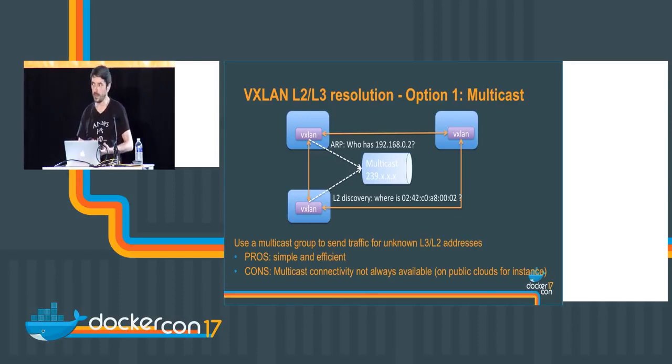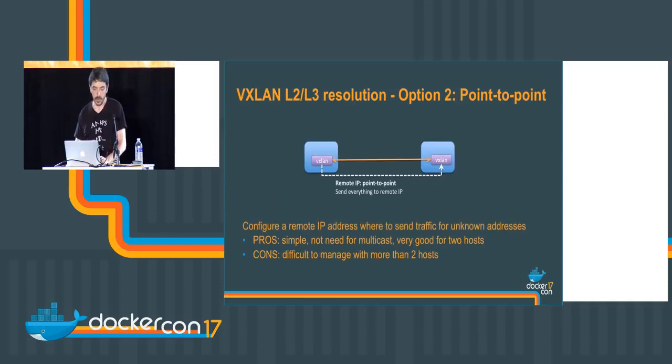So this is very nice, it's very elegant and very efficient, but the main issue is multicast connectivity is not always a given, and in particular it's not available in cloud providers. There's no way you can have multicast inside AWS, for instance. So another option, which is even more simple, is to use point-to-point for resolution. Basically what you do is you say, okay, if you get an IP address or a MAC address you don't know, just send it to this host. So it's very efficient when you have two hosts, of course, to have very simple tunnels. But if you have more than two, it's very tricky and very difficult to do.